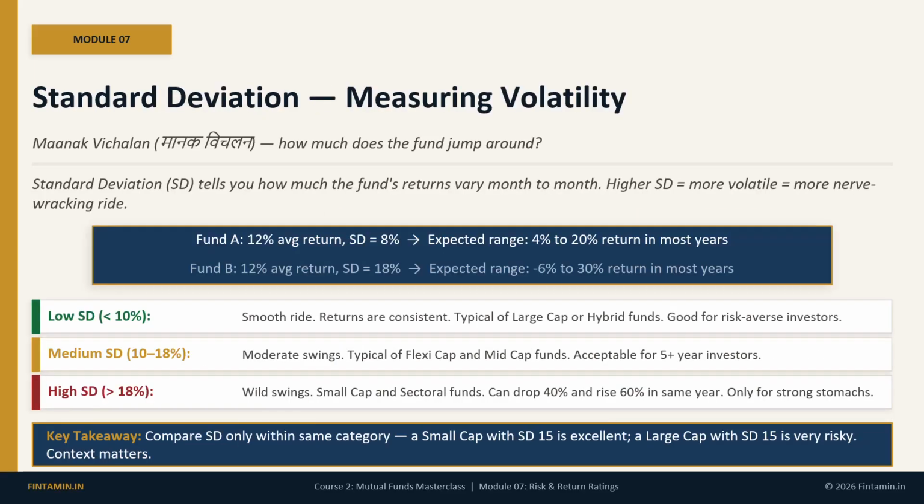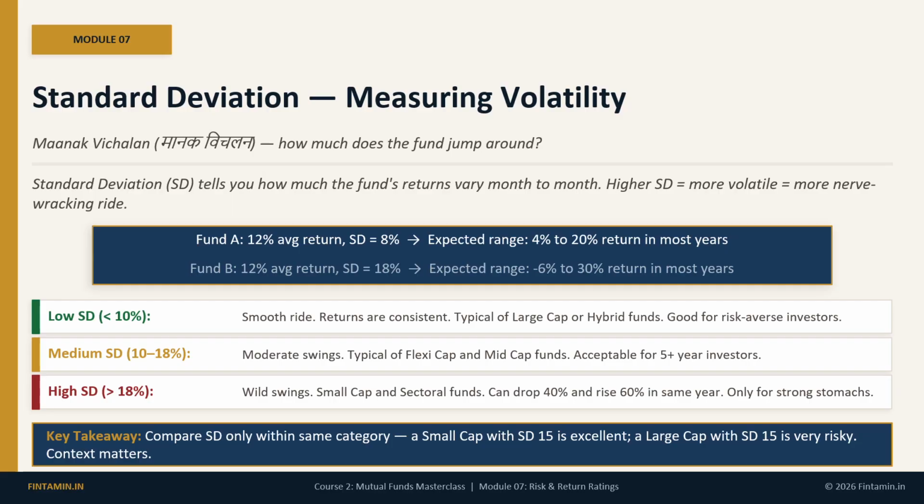Standard deviation and measuring volatility. Standard deviation tells you how much the fund's monthly returns vary. A low SD means smooth, consistent returns. A high SD means wild swings, big gains and big losses. A large cap fund with SD of 12% and a small cap fund with SD of 12% are completely different risk profiles, because 12% is expected from small cap but high for large cap. Always compare SD within the same category, never across categories.